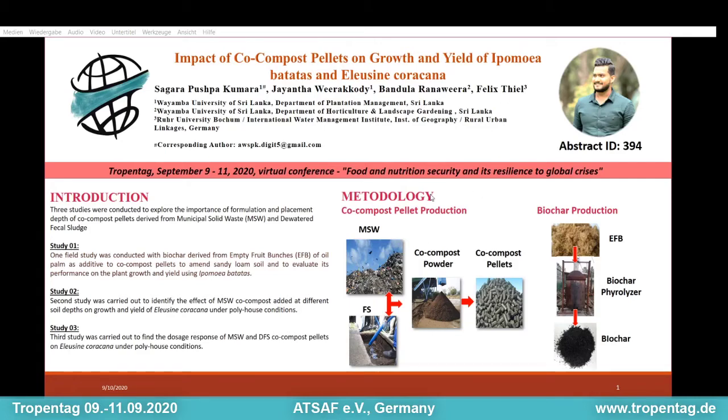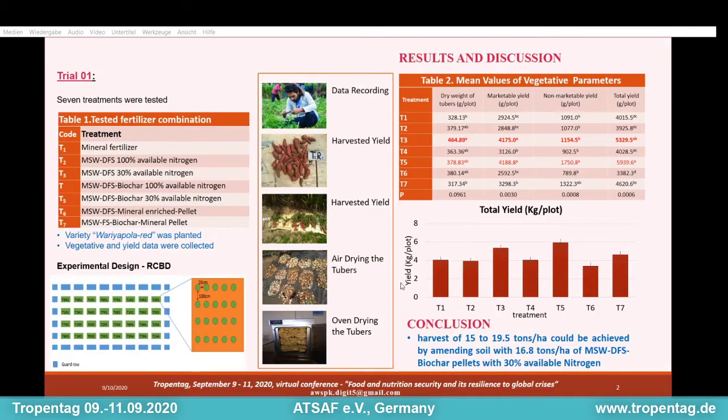and pellets. In the first trial, we focused on utilization of EFB as biochar together with co-compost in pellet form to amend sandy loam soil and evaluate its performance on plant growth and yield of Ipomoea batatas. The field trial was conducted at the Centre of Excellence for Organic Agriculture, Northwestern Province in Sri Lanka. The experimental design was randomized complete block design with 4 blocks and 7 treatments as shown in Table 1. Parameters of plant growth, yield and soil pH were recorded.